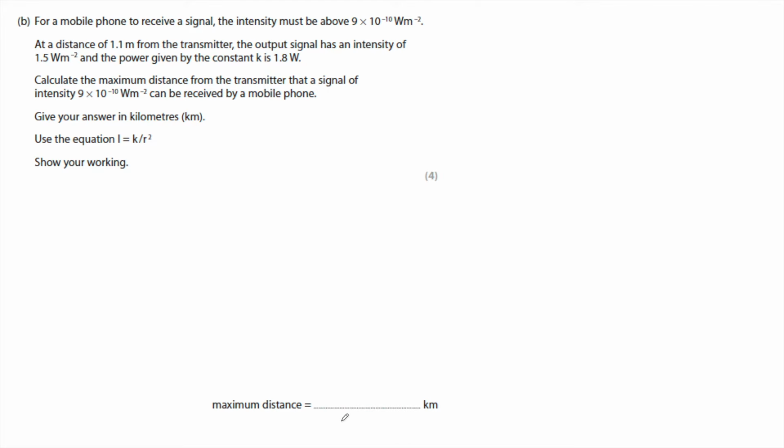So first thing I'll do under here is write kilometers so I don't forget when I put the answer down. Now again, they've given you the equation to use. This is about the inverse square law. And actually, they've given you too much information here because they've also told you what the constant is, which they don't normally do. So I'm going to show you both ways of answering this question because normally they do not tell you what K is.